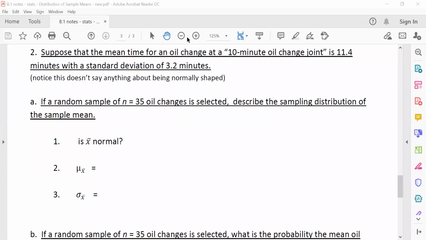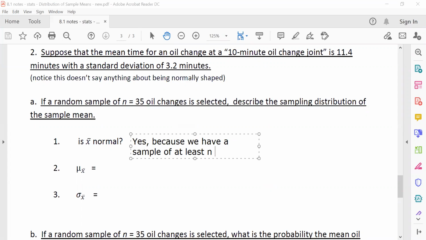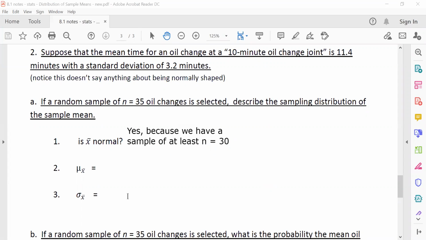No matter what it asks, is X bar going to be normally distributed? Yes, because we have a sample of at least 30. That's what we need here. We either need to be told that it comes from a normal distribution or we need a large enough sample. If you get both, then it's certainly normally distributed.